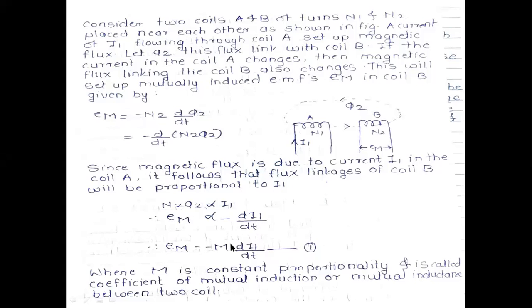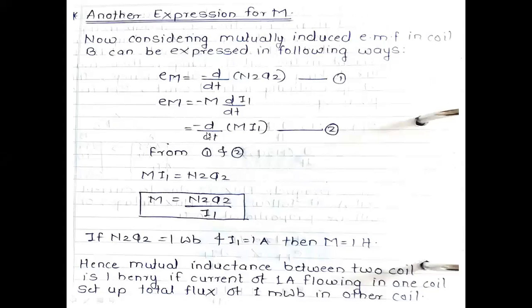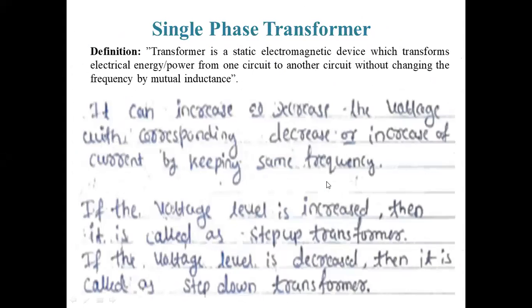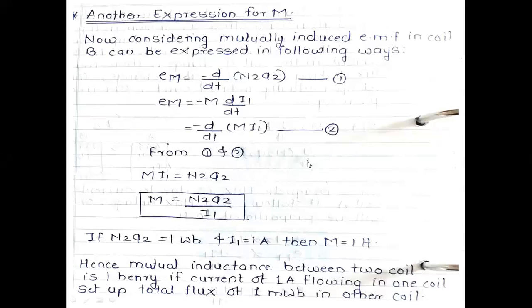Here one equation is there, and here another equation is there. Equating the first and the second, we can write N2 phi 2 equal to M I1. So M equal to N2 phi 2 divided by I1. This is the mutual inductance formula.